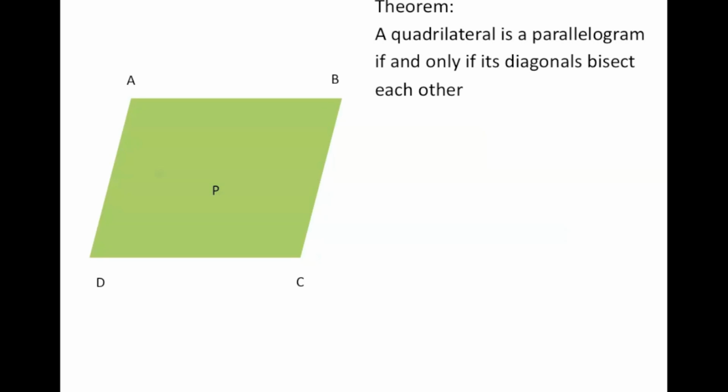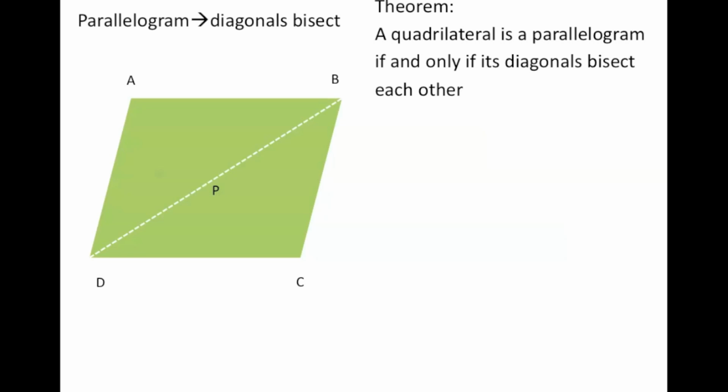And then in the next step, we have to show that if the diagonals of a quadrilateral bisect each other, then it's a parallelogram. So first we're going to show that parallelogram implies that the diagonals bisect. And then in the next proof, we're going to show that the diagonals bisect means it's a parallelogram.